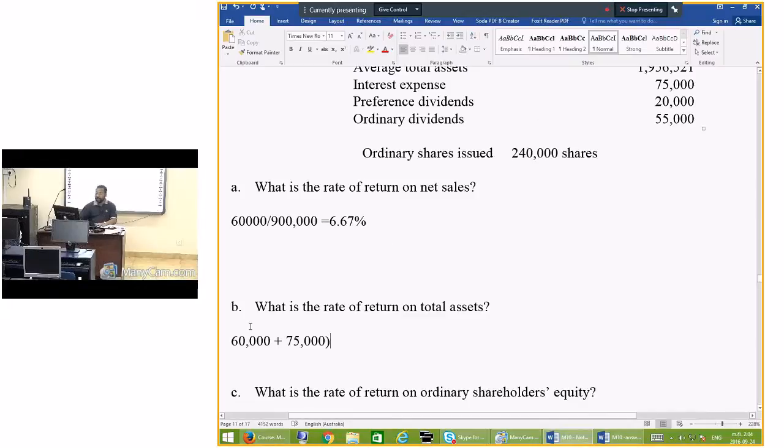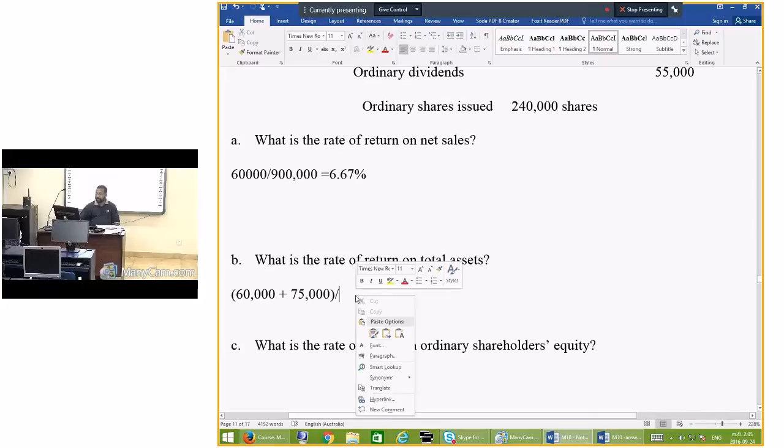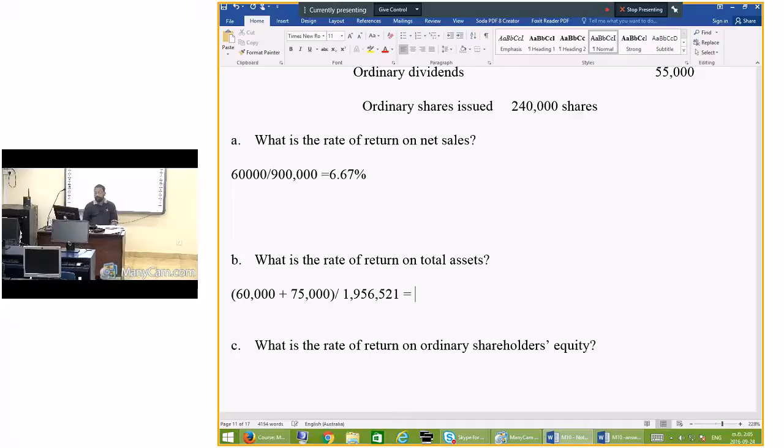60,000 is the net profit. Add back interest expense, then divide by average total assets 1,956,521. It is approximately 6.9.